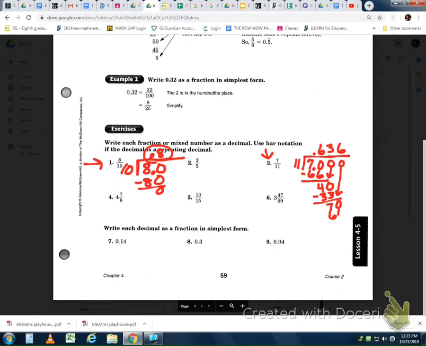Which is 66 again, and 4 left over, and now what? Another... can't do it. What's going to happen? Not going to be able to do it. It's going to go on forever. So what digits are actually repeating? 63. So you put 0.63 with the repeating bar over the 6 and the 3.